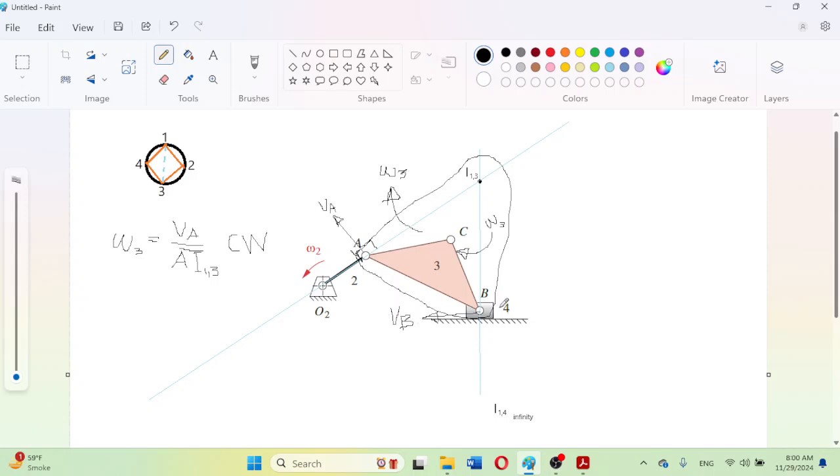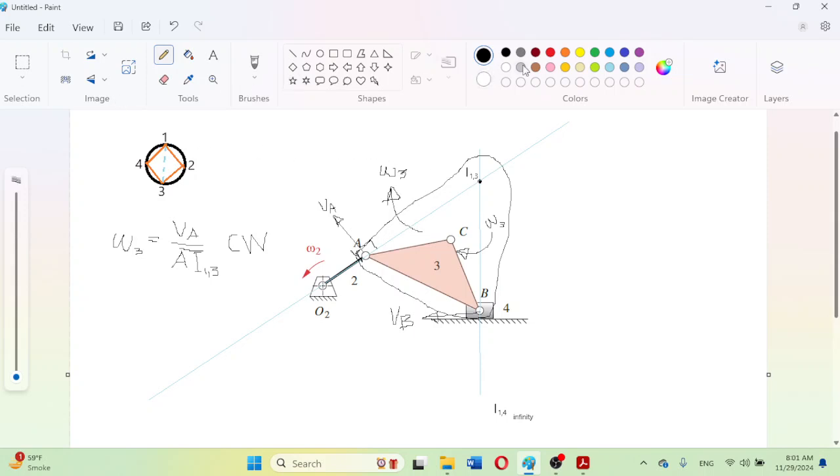After that, the point that was common with this link in complex motion is now shifted onto this slider, and in this way the slider velocity will be achieved. So instant center I1,3 has been used to calculate the velocity VB.